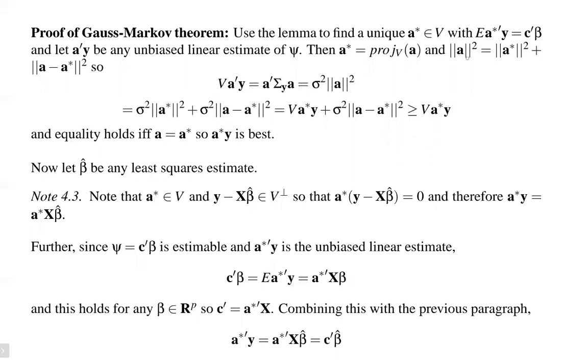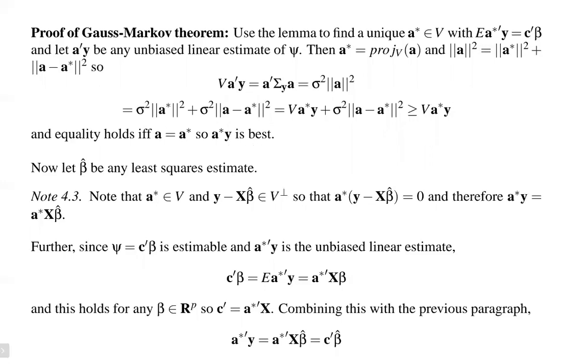Now take the norm of A squared and split it into these two components, and the second part has to be non-negative. The first part is simply the variance of A star prime Y. So we've shown that the variance of A prime Y is greater than or equal to the variance of A star prime Y. So A star prime Y is the best linear unbiased estimator, if you like.